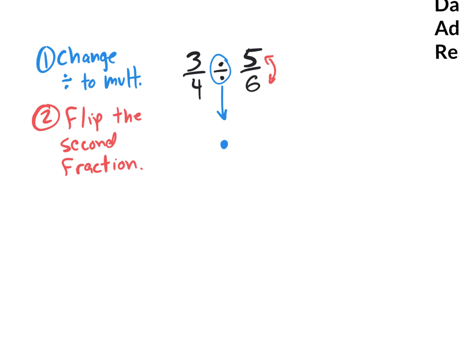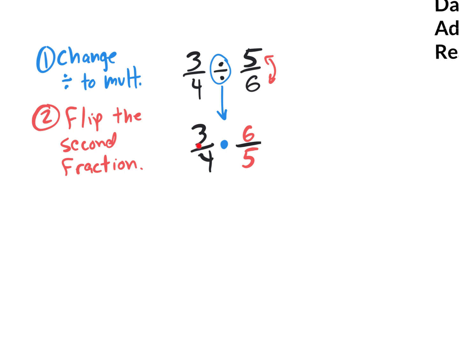The first one's going to stay exactly the way it is, 3/4. The second one will change to a 6 over 5 instead of a 5 over 6. And then from there, it's just multiplying, right? Multiply top with the top, bottom with the bottom, or you could reduce first and then multiply. It's totally up to you. Do you guys want to multiply first, then reduce, or reduce first, then multiply? What do you say? Reduce first?